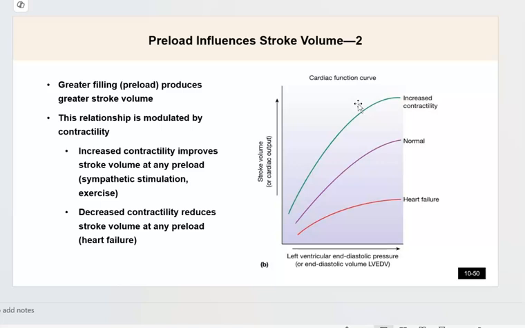But if you have a weakened muscle associated with heart failure, you're not going to achieve adequate stroke volume to sustain physical activity at any level of preload, is what we're trying to say there. So at some point, yes, preload and stroke volume influence each other, but at the end of the day, the relationship depends on the contractility of the heart.